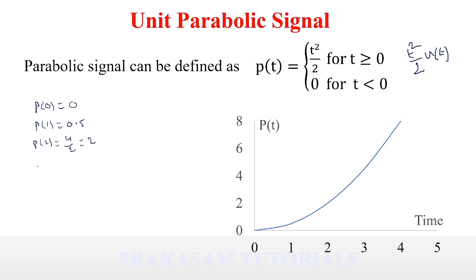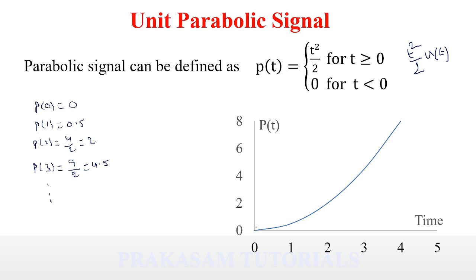Next substitute t is equal to 3. P of 3 is equal to 3 square. 3 square is 9. 9 by 2 is 4.5, like that. Similarly substitute remaining values of t up to infinity. And after that, mark the points on the graph sheet.